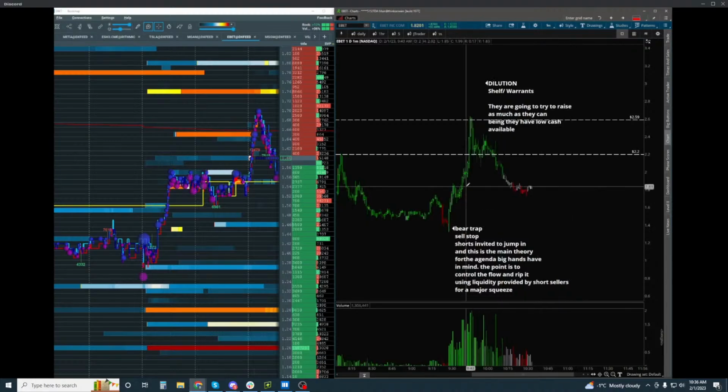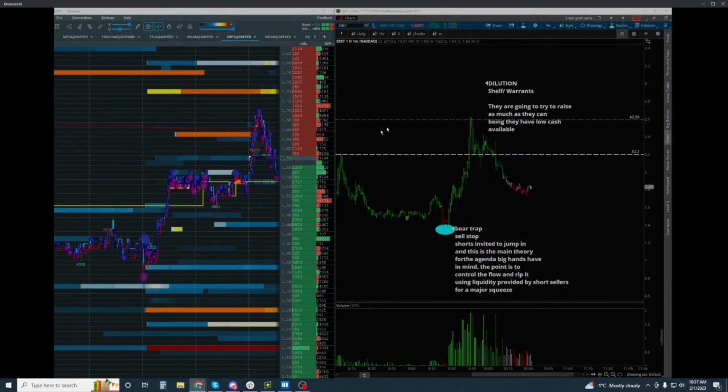So this is that plan over here. The bear trap is this one. And over here, you can see how they move basically up. Makes sense, guys?